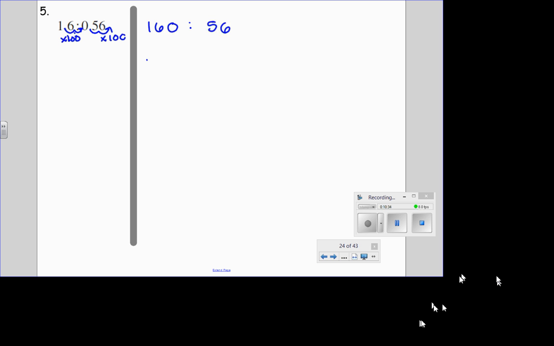So no decimals when we compare ratios. We always want to get rid of our decimals if we can. And we'll do the same thing with our fractions with finding common denominators. We'll do that in class tomorrow.